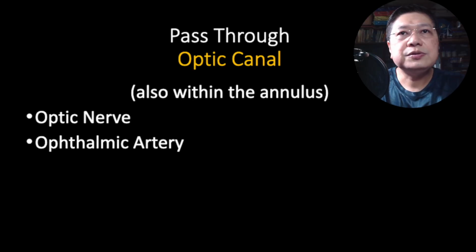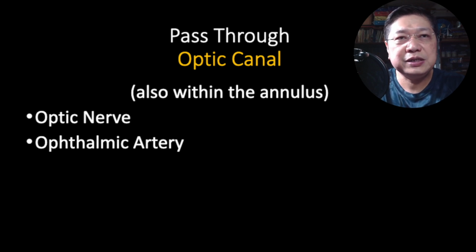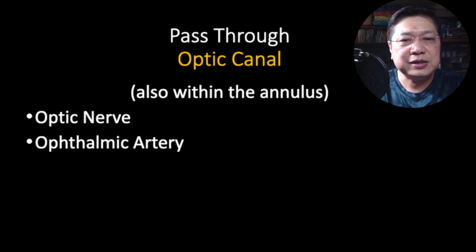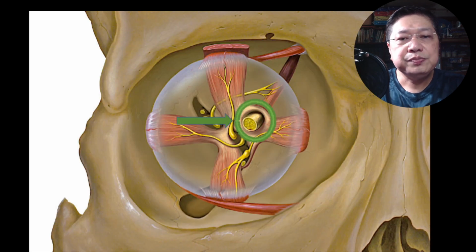Moving on. So those that pass through the optic canal, which is also within the annulus of Zinn, are the optic nerve and the ophthalmic artery. Now, these are two of the most important nerves and blood vessels, in particular the artery, that will pass through that area. So, this is that area. This is where the optic nerve and the ophthalmic artery will pass through.